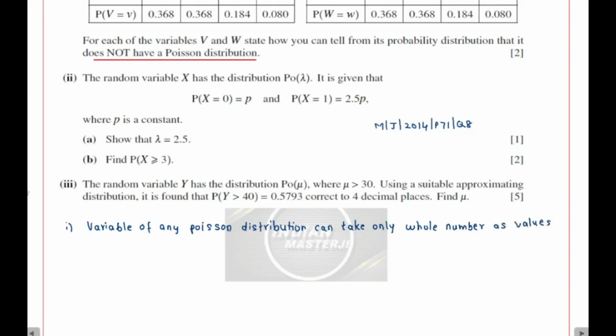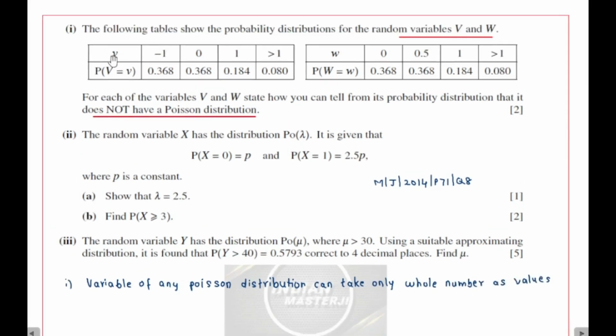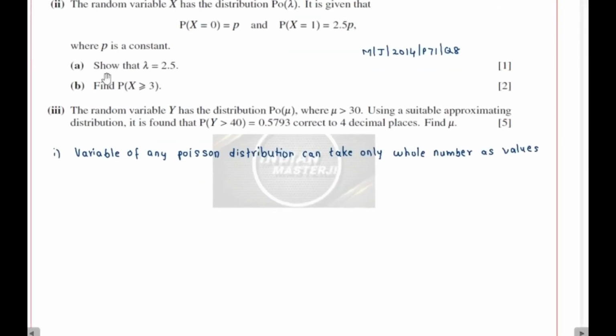So if we talk about the variable V here, the variable V is taking a value -1. Can it take a value -1? No. It's a negative value, so it cannot take. So can I say for variable V, it cannot take a negative value? Correct?